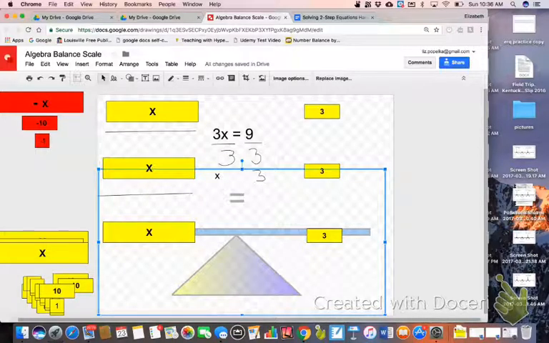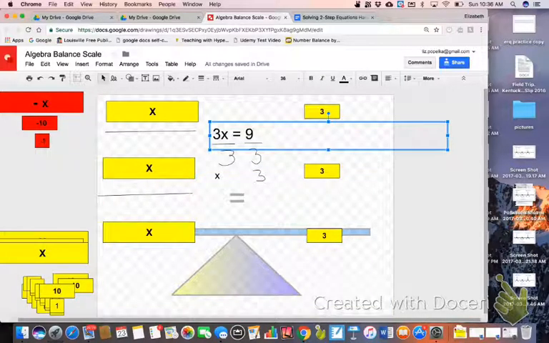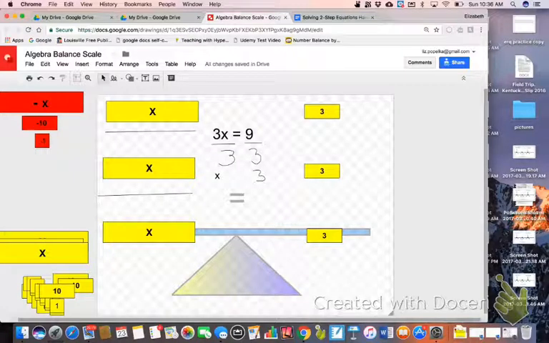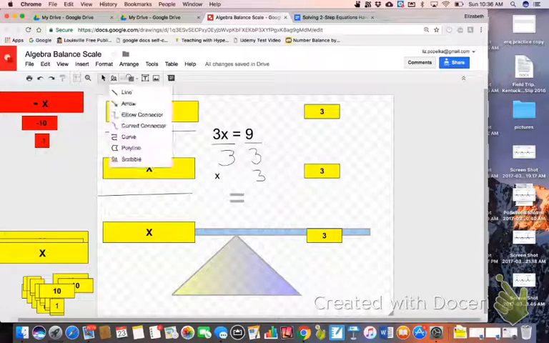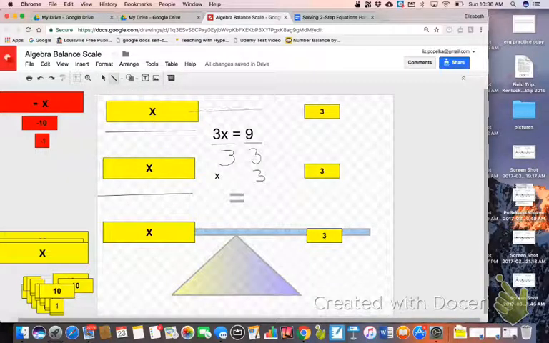I still have 9 on the right side of my equal sign. They're just split up into 3 ways. And you can tell each x right here lines up with a 3. So x is equal to 3, x is equal to 3, and x is equal to 3.